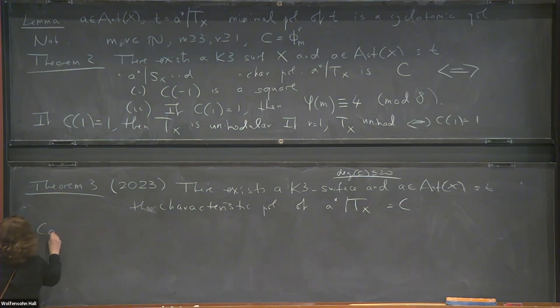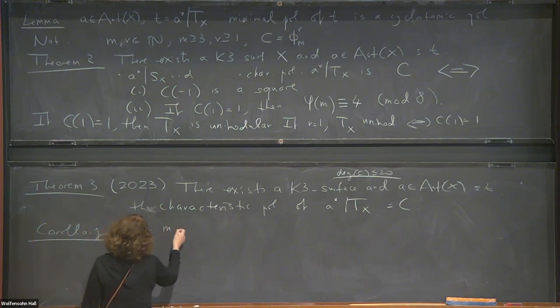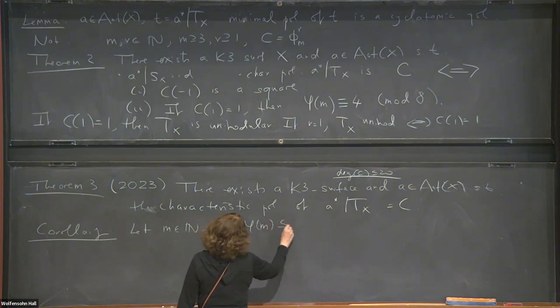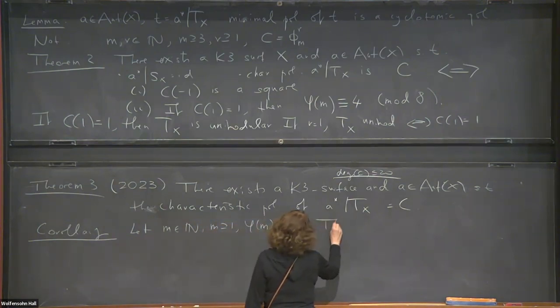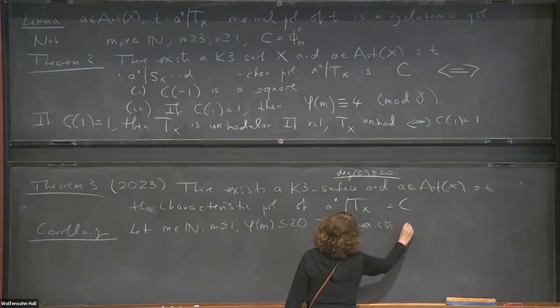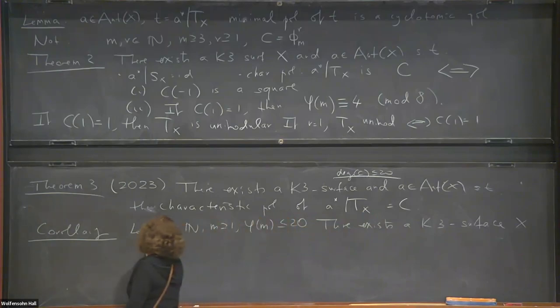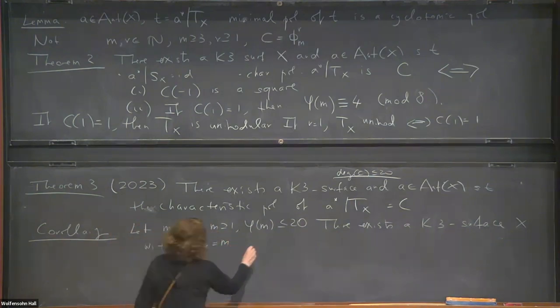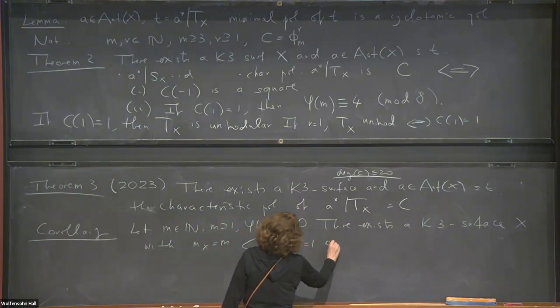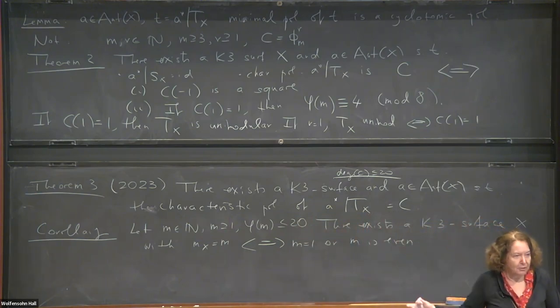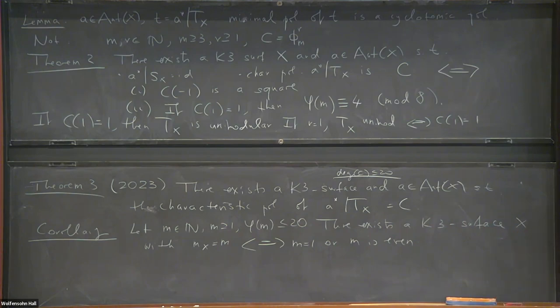Okay, and the corollary. Let M be an integer, phi of M less than or equal to 20. There exists a gaseous surface X with max equal to m if and only if m equal to 1 or m is even. Okay, so it's not an immediate corollary because you have to show that m has to be even except when it is equal to 1. But basically, it follows from this theorem.